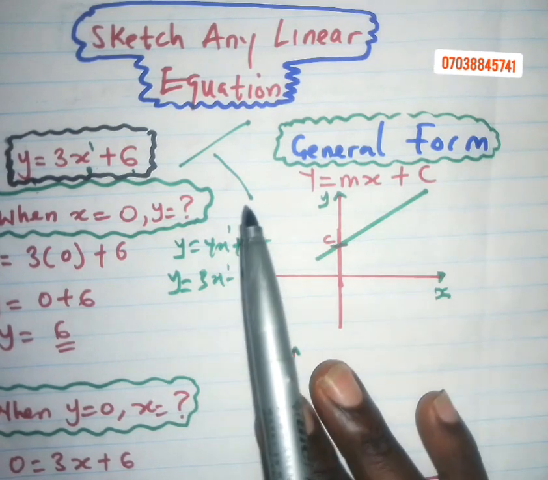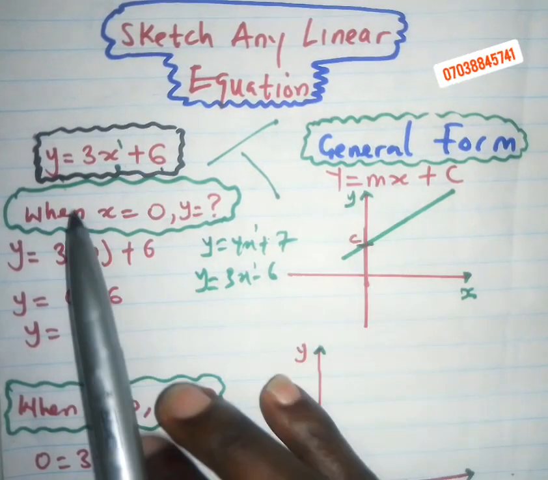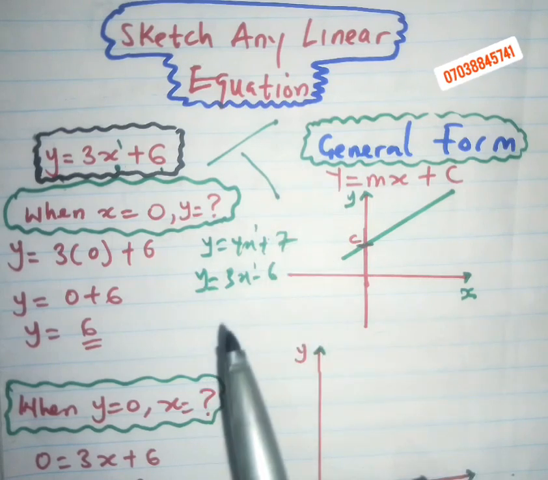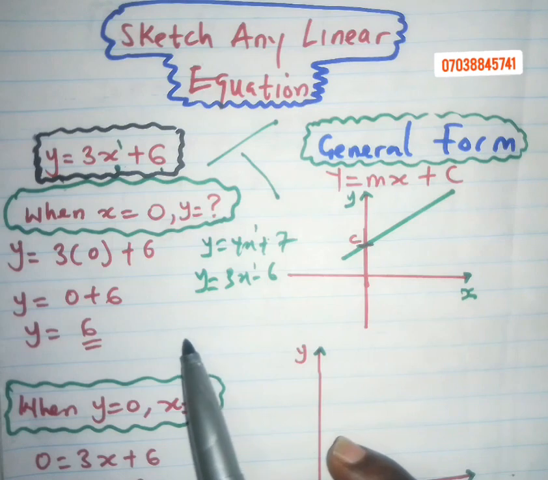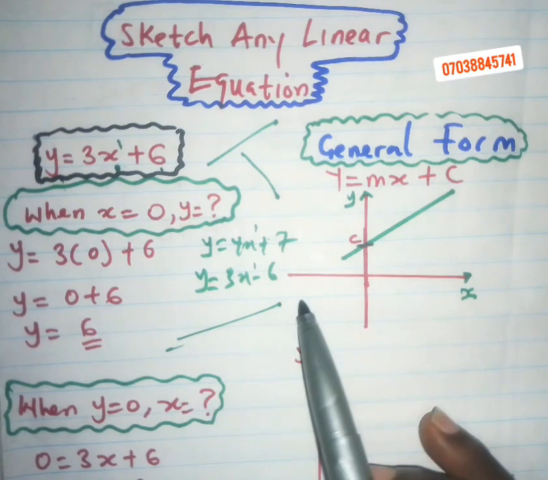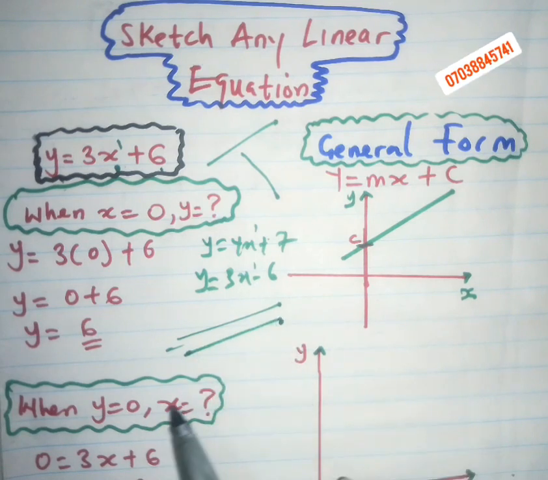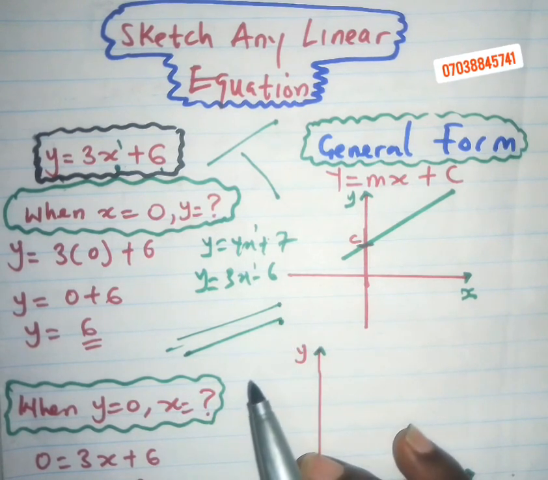Now let's look at how to sketch the graph of any linear equation. So let's take this example here. You have y equals 3x plus 6. You want to sketch this equation. Now to draw a straight line, you need just 2 points. To join this straight line, you just need a point right here and another point right here. Then you just draw a line through like this. So that will be a straight line.